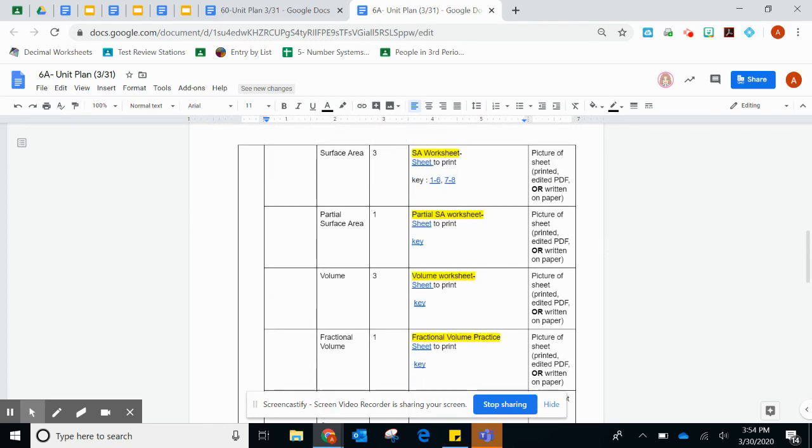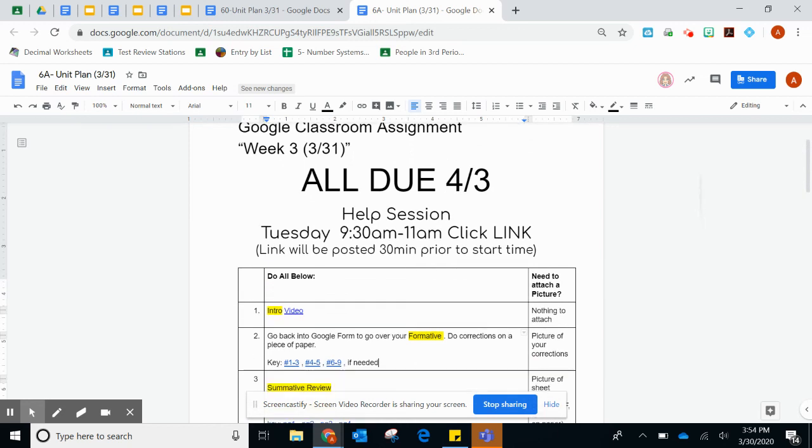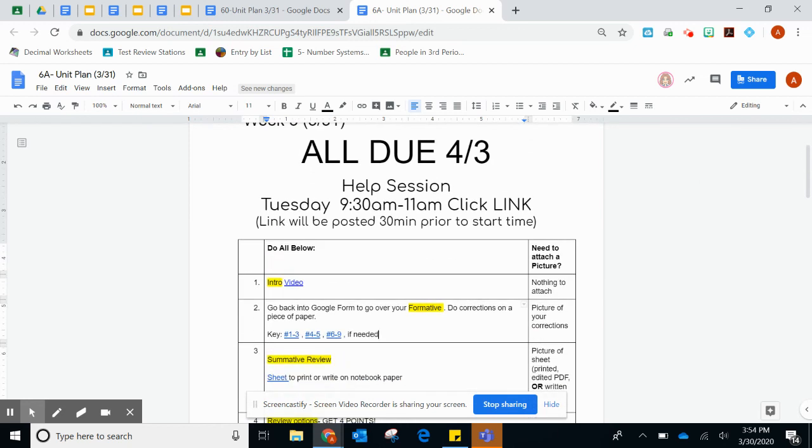If you have any questions about what you should be doing this week, look here at the unit plan. You should be going in order. Don't jump around. That doesn't make any sense. Okay, do it in order. And if you still aren't sure, then reach out to us so we can help you.